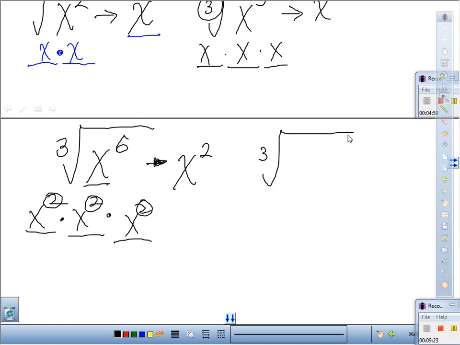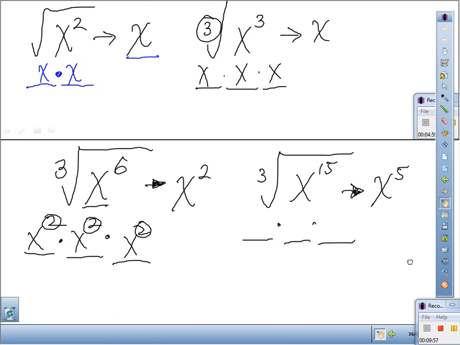Cube root of x to the 15. Don't say it out loud. Tell your neighbor. All right, let's see. What'd you get, Javier? X to the 5th power. Hands if you agree. That is correct, because x to the 5th times x to the 5th times x to the 5th is x to the 15.